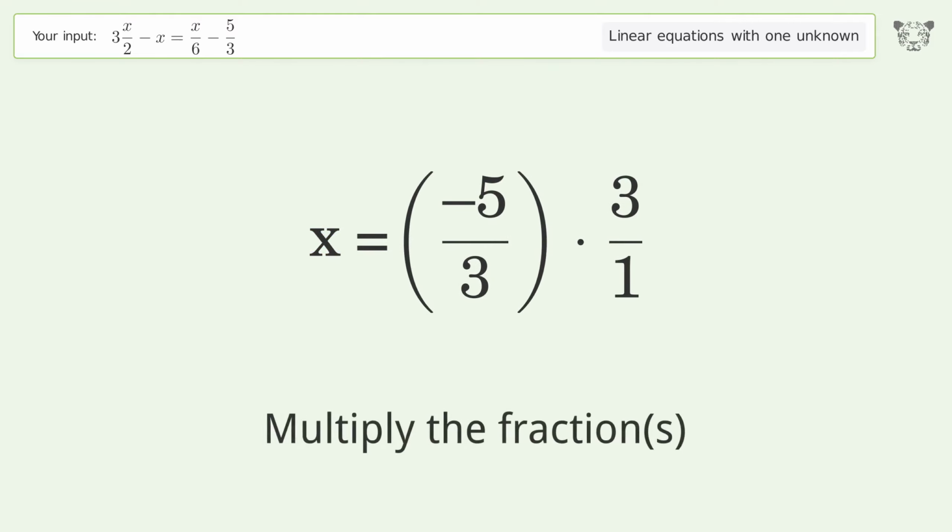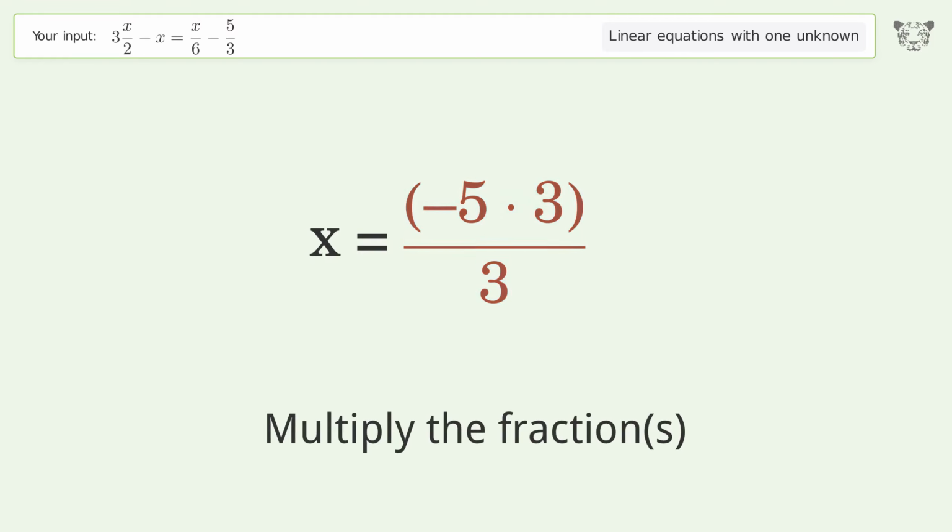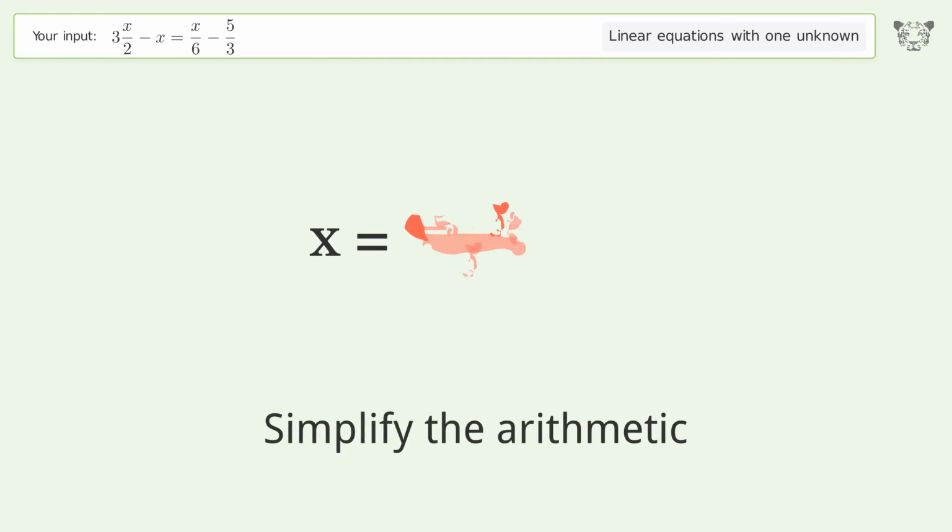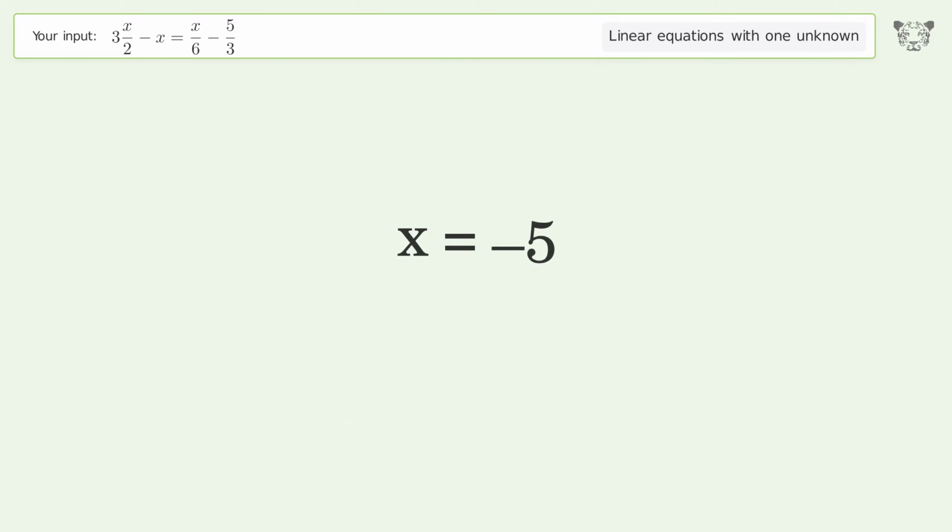Multiply the fractions. Simplify the arithmetic. And so the final result is x equals -5.